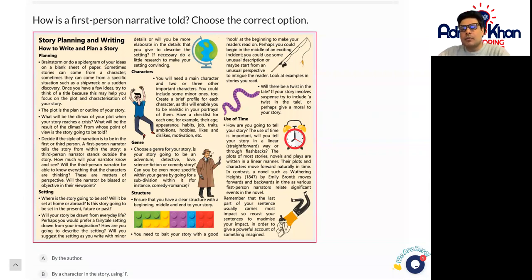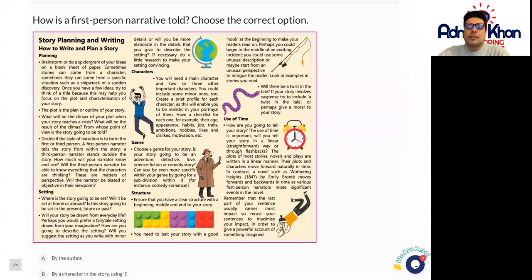The use of time is important because you will tell your story either in a straightforward way or through flashbacks. The plots of most story novels and plays are written in a linear manner. Their plots and characters move forwards naturally in time. So what are you going to do? Are you going to actually go back in time? Are you going to go forwards? Are you going to be looking at the present time? You decide how you're going to work this out.